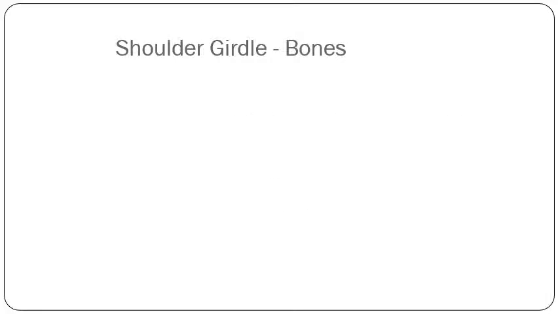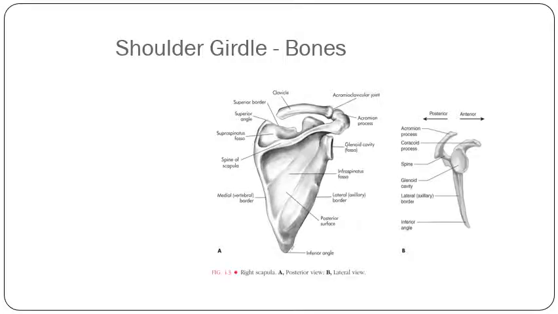So we look at the various bones, again, of the shoulder girdle. Here we're going to run through and talk about some of the landmarks on the scapula. So we have the spine of the scapula, okay? And here we have two different views. We have the posterior view and we have a lateral view of the scapula. So you can see the spine from both angles, okay?